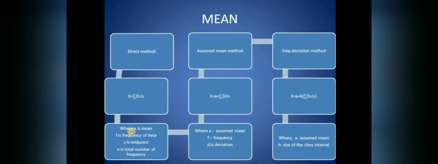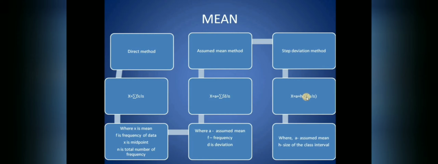For direct method, here is the formula: x dash is equal to summation of fx divided by n, where x dash is mean, f is the frequency of data, x is the midpoint and n is the total number of frequency. For assumed mean method, this is the formula: x dash is equal to a plus summation of fd divided by n, where a is assumed mean and f is the frequency and d is the deviation.